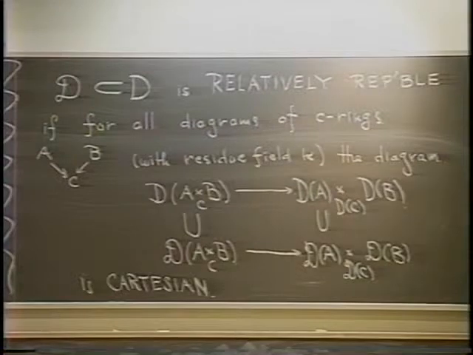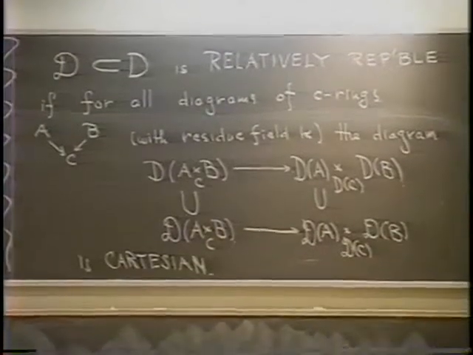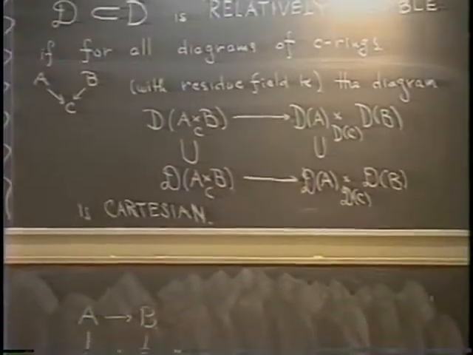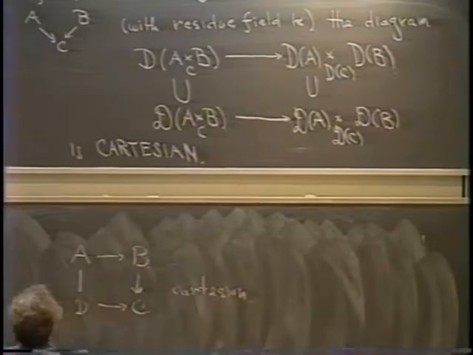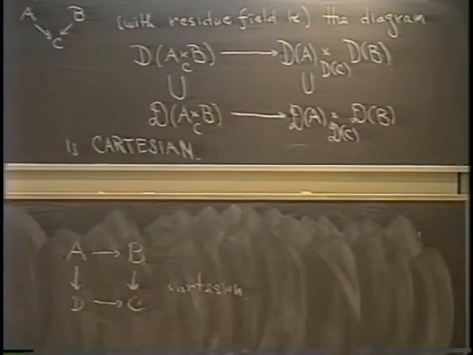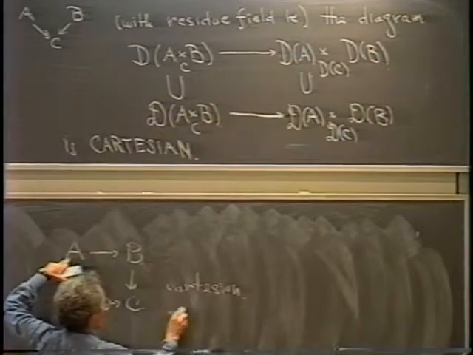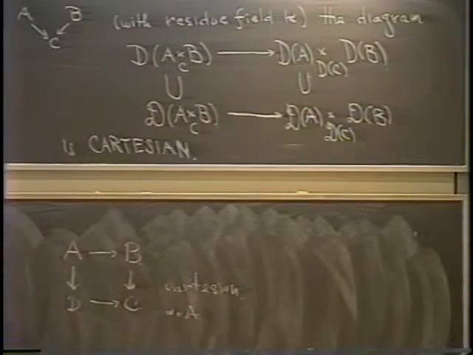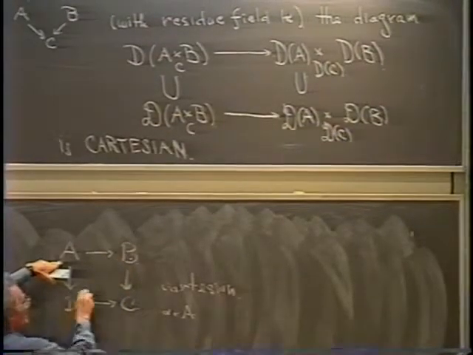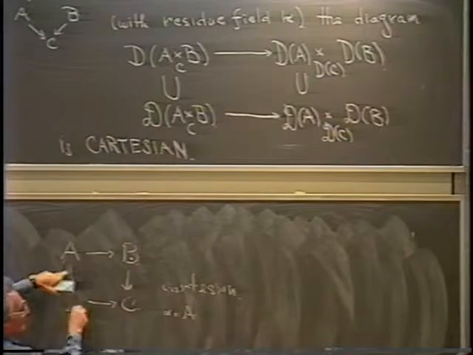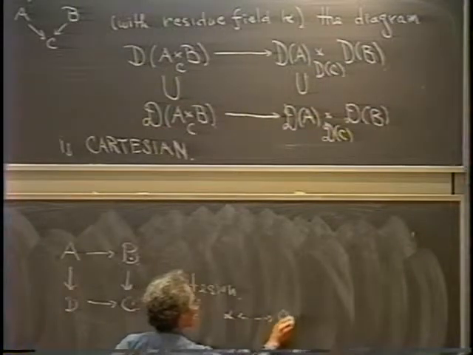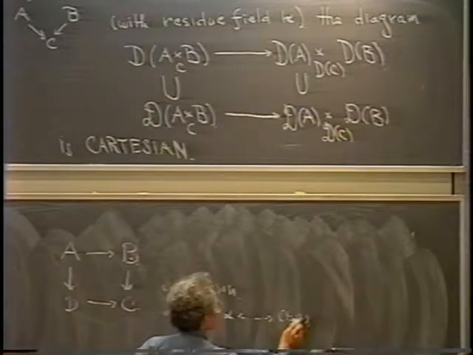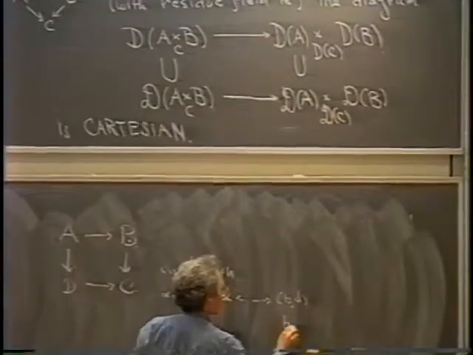So what does it mean to be Cartesian? We'll say that a diagram of A, B, C, D is Cartesian if, to give an element in A, all you have to do is give a pair of elements in B and D respectively, which map to the same element in C. So an element alpha in A corresponds precisely to pairs in B and D such that they map to the same element in C.